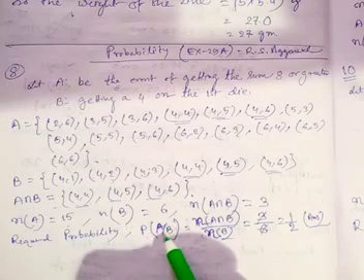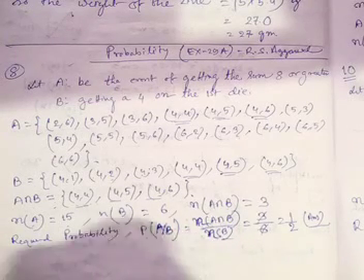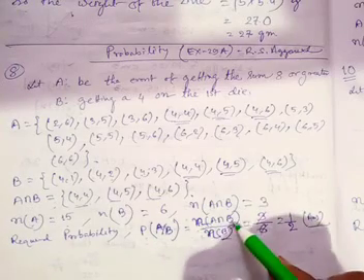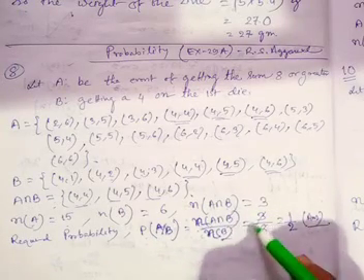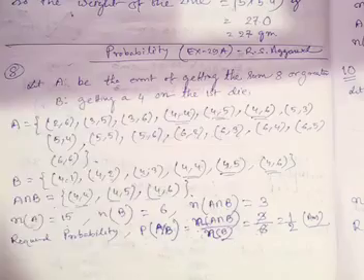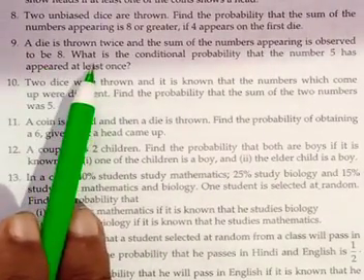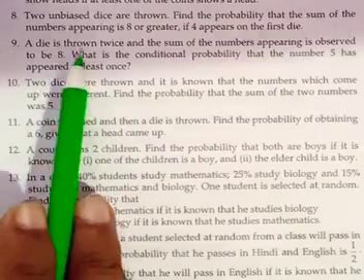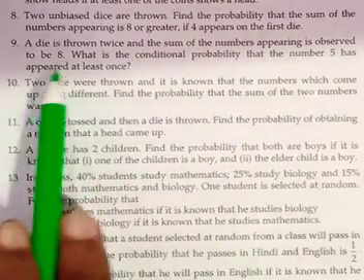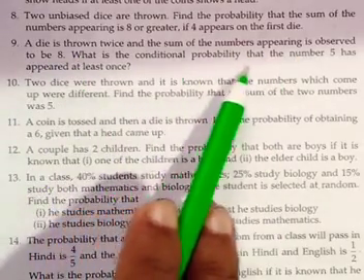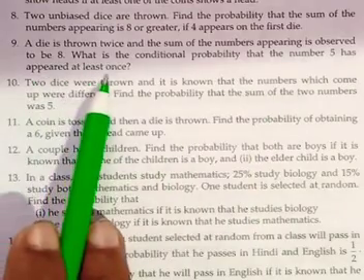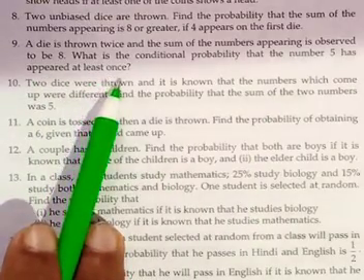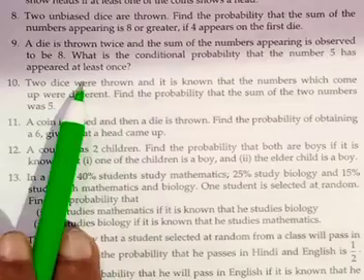We have to find the conditional probability, probability of A by B. So that means n of A intersection B by n of B, that is equal to 3 by 6, equal to half. Next move to another question, that is question number 9. So this is question number 9. You just read it. Hope you are able to read.